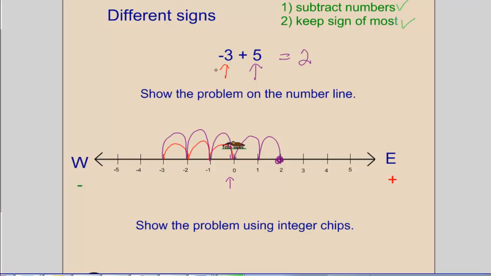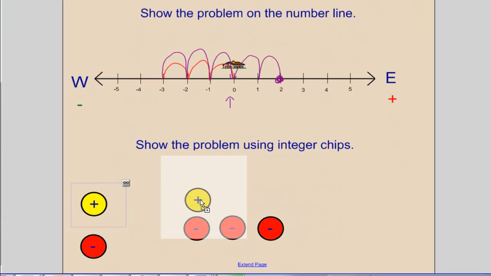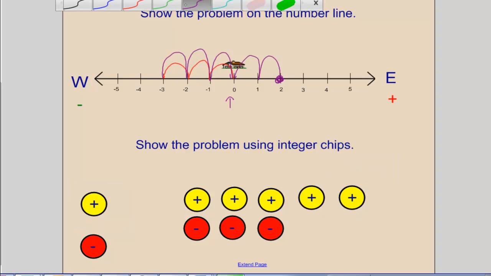So I dragged out my 3 negatives. Now I'm going to drag out my 5 positives. I'm going to line them up on top of each other because every time we have a negative and a positive, that equals 0 or gives us a zero pair. So here, I'm going to see that a positive and a negative cancel to give me 0. Positive and a negative cancel to give me 0. Positive and a negative cancel to give me 0. And I'm left with 2 positives. So my answer is 2.